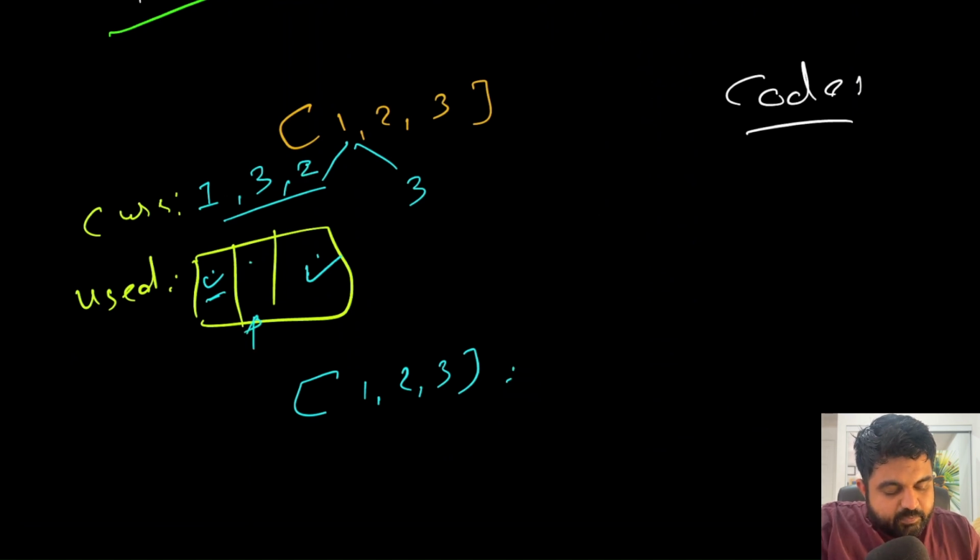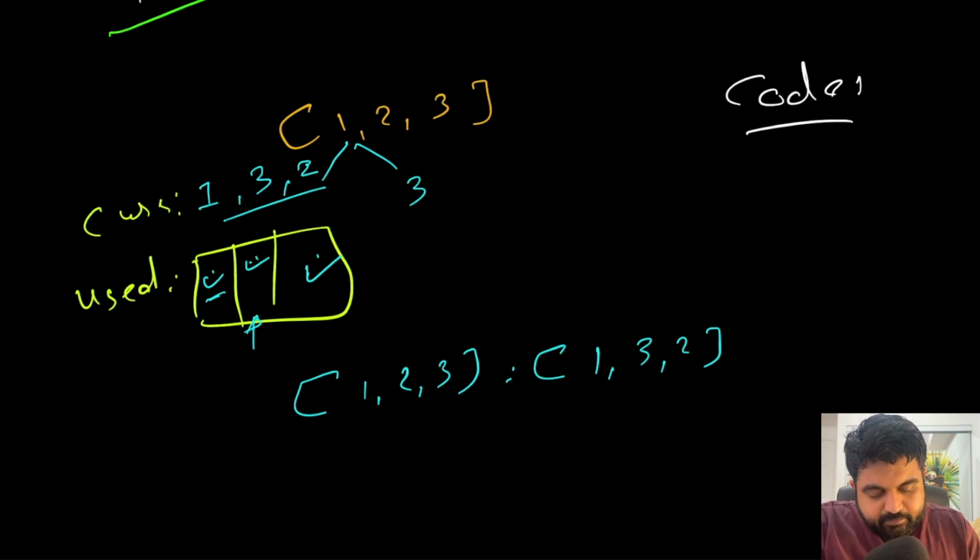So once again I'm going to be marking 2, and I'm going to have one more possibility: 1, 3, and 2. Once again now I do a backtrack. So backtracking would make sure that I took care of 3 over here, I took care of 2 over here, and all of these things are done. So now my used array is being backtracked all the way to the beginning.